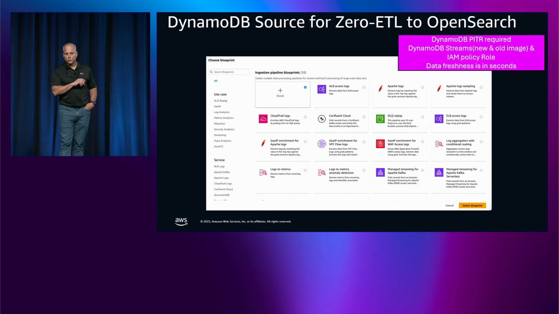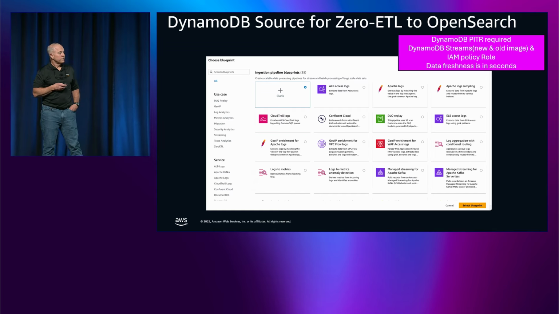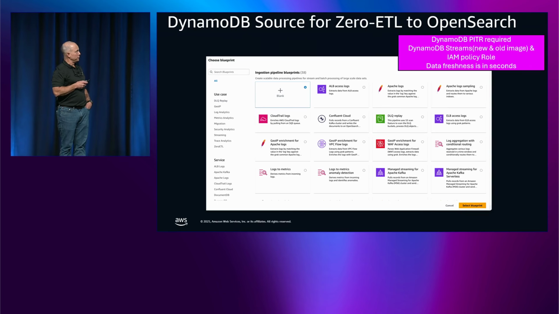So DynamoDB is the source. Now we're going to use OpenSearch as the target. Now, this is going to use DynamoDB Streams. And so you want to have new and old images turned on for your DynamoDB Streams, and of course another IAM policy to allow the process to access your table.